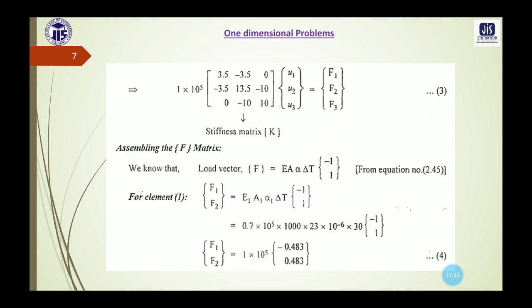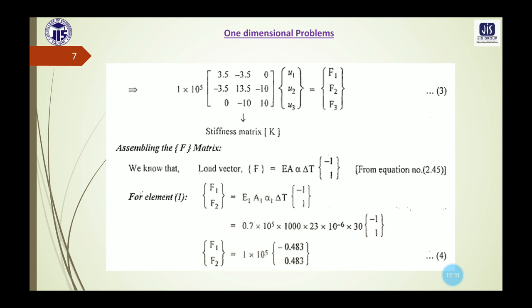So for the first case, assembling the F matrix, we need to write the formula of the load vector F equals EA alpha delta T multiplied by the column matrix of minus 1 1. It is considering the thermal expansion. So for element 1 you can write this equation considering nodes 1 and 2. So it will be f1 f2 equals E1 A1 alpha 1 delta T multiplied by the column matrix of minus 1 and 1.